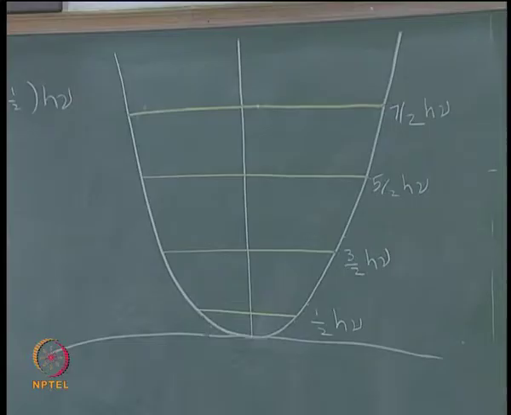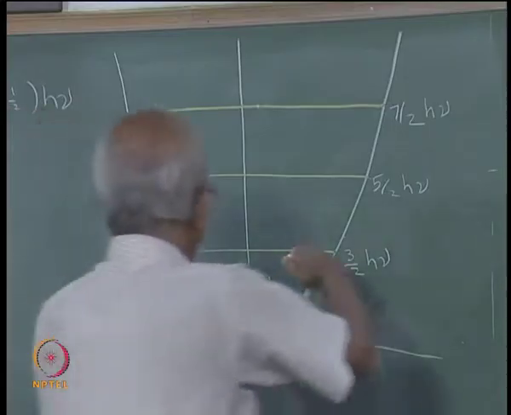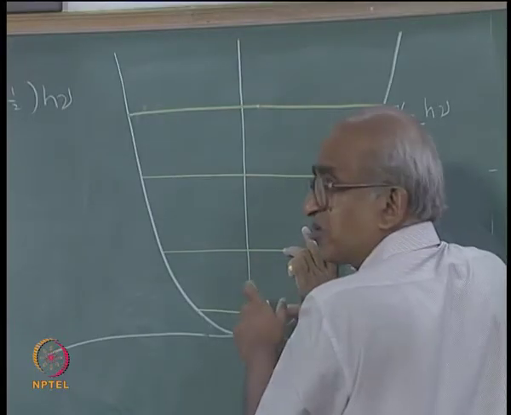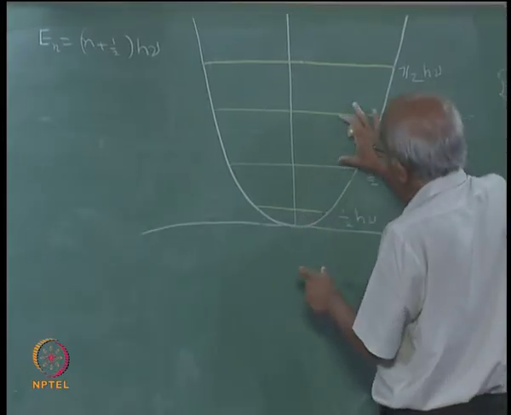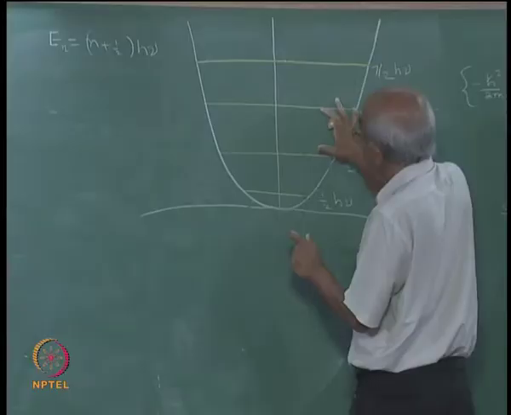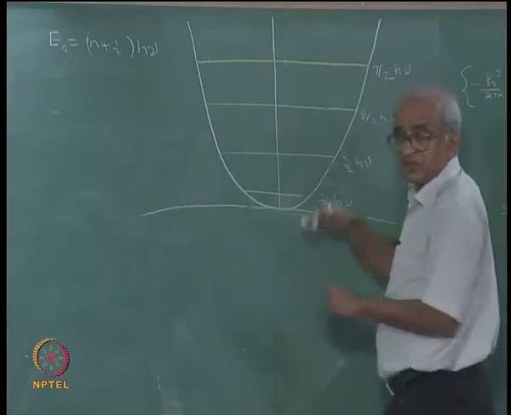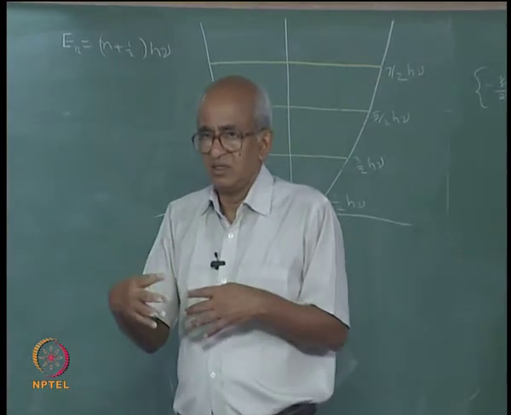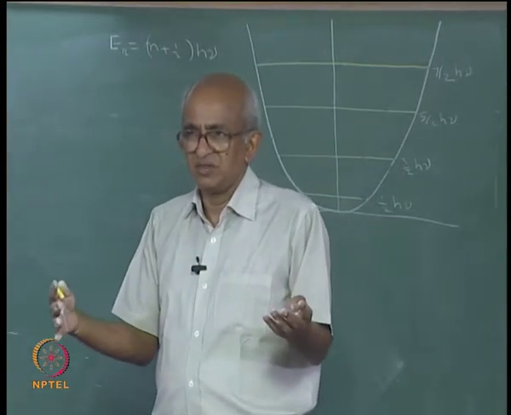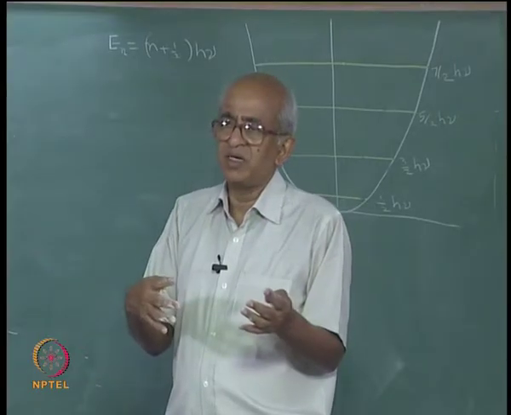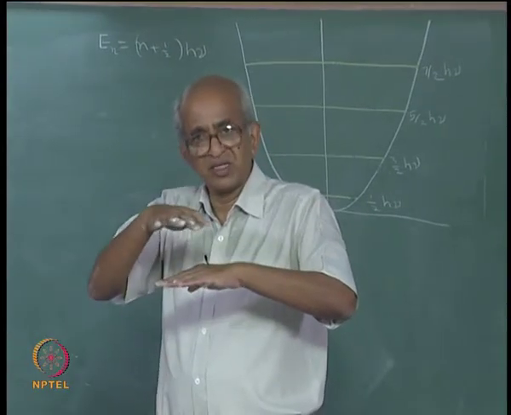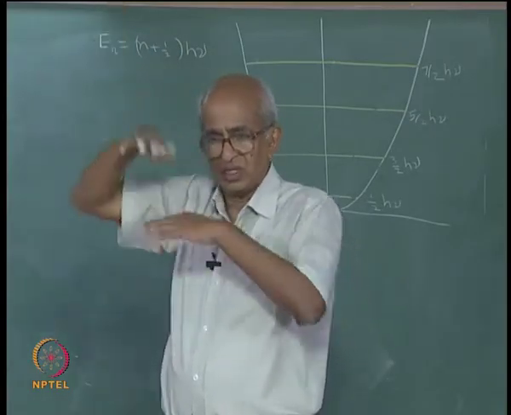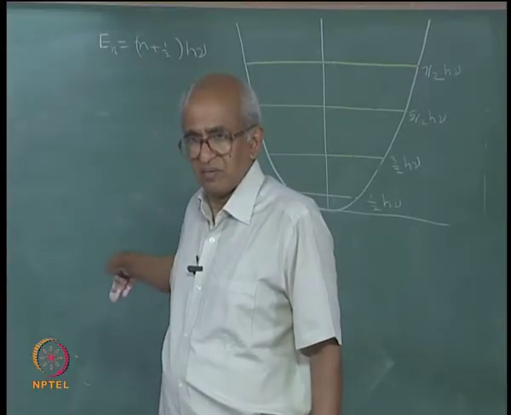Now, you should also notice that the spacing between two successive energy levels, if you look at these two energy levels, the spacing is actually h nu, and it is the same for the next two energy levels, and the next two. So, therefore, you get a series of equally spaced energy levels. This is a speciality of harmonic oscillators. If you remember, in the particle in a box, what happened? You had energy levels, but the spacing between them was increasing as you went up. Here the spacing is actually the same.